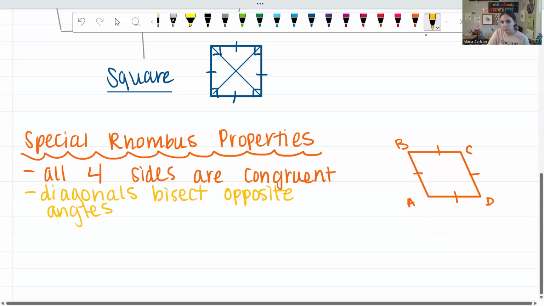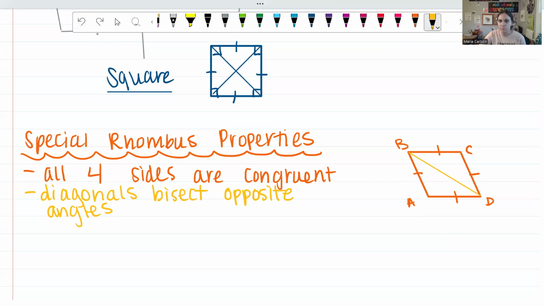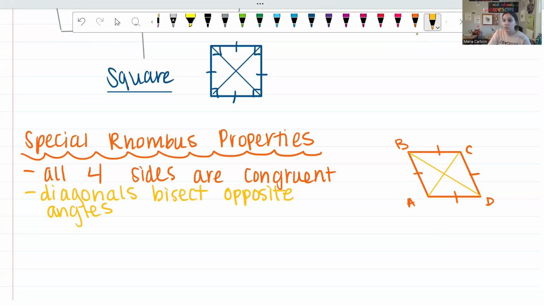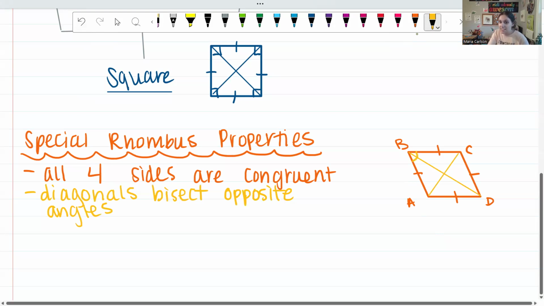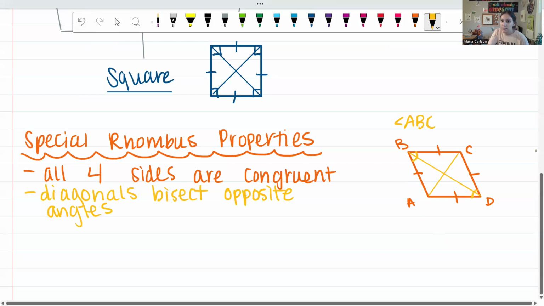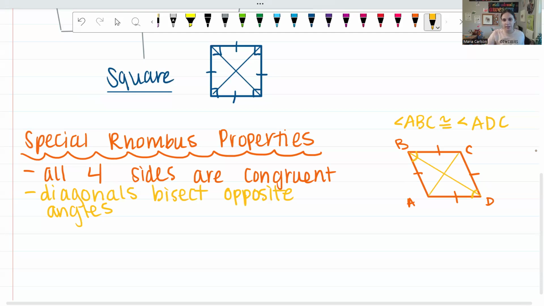So let's draw our diagonals here, BD and AC. So they bisect those opposite angles. So if we look at angle ABC, this angle B, and ADC, angle D, we know already that angle ABC is congruent to angle ADC, right? B is congruent to D as a whole in this shape because it's at least a parallelogram.